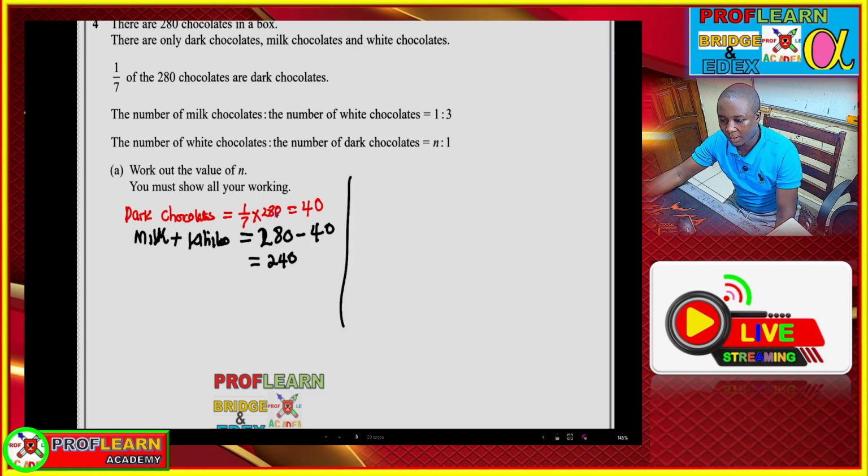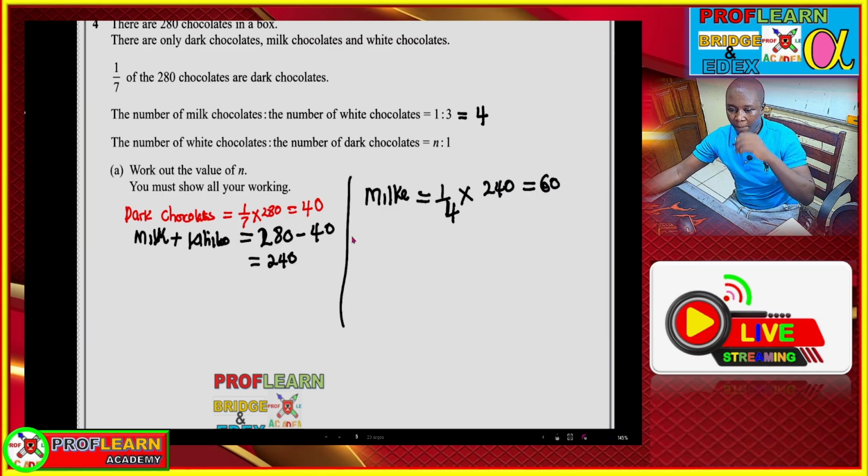But we are now told that the ratio of milk to white is 1:3, so the total ratio here is 4. If we want to find milk, milk is 1:3, so it will be 1/4 times 240, and 4 goes into 24 6 times, so this is going to be 60. We have 60 milk chocolates.